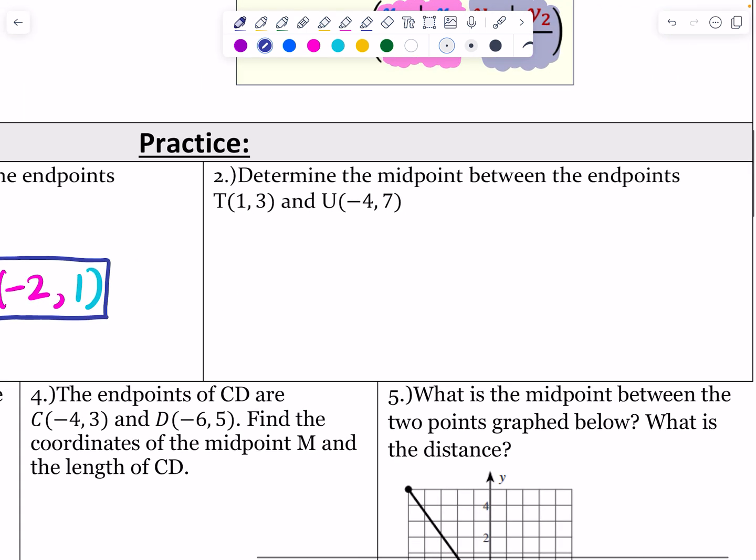Okay, so let's do that again. Determine the midpoint between these endpoints, T being at 1, 3, so we're just giving ourselves a visual stack here, U being at -4, 7.